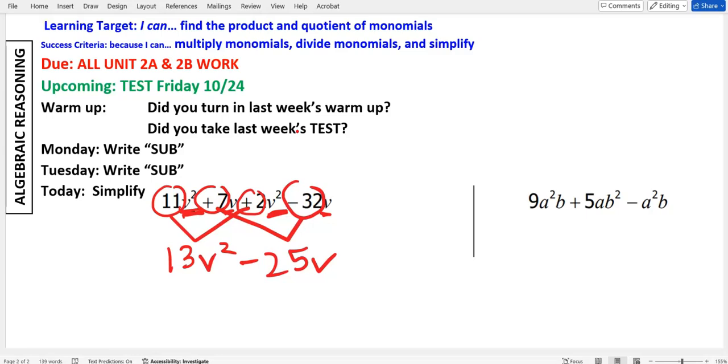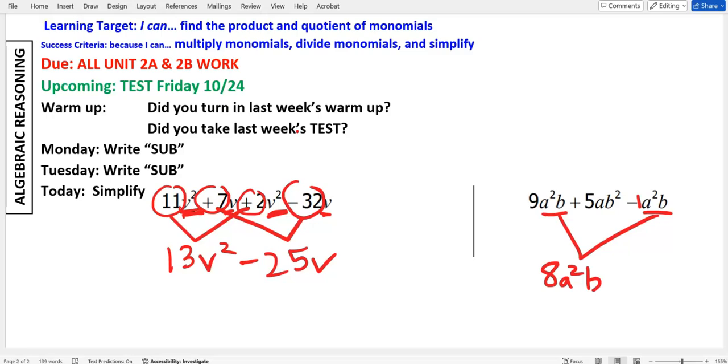Multiplying is a different thing altogether, which is what we're going to do today. Now, can you add these is the question. Looking over here, this is an a squared b, this is an ab squared, and this is an a squared b. Which of these match? The 9 and the last one. The minus, what number goes right here? 1. Negative means negative 1. So you can only combine what you can combine. So a squared b, 9 minus 1 is 8 a squared b. It's not 9 plus 1, it's 9 minus 1.